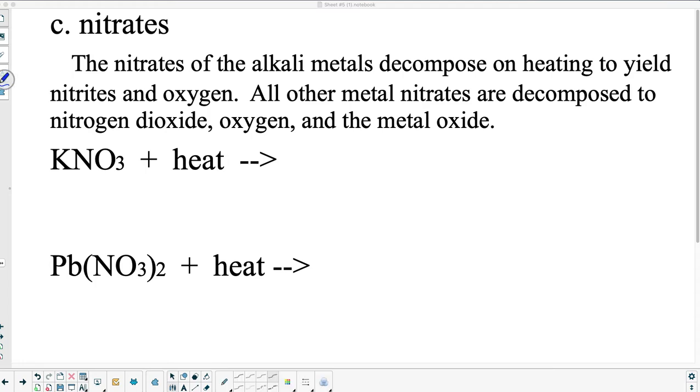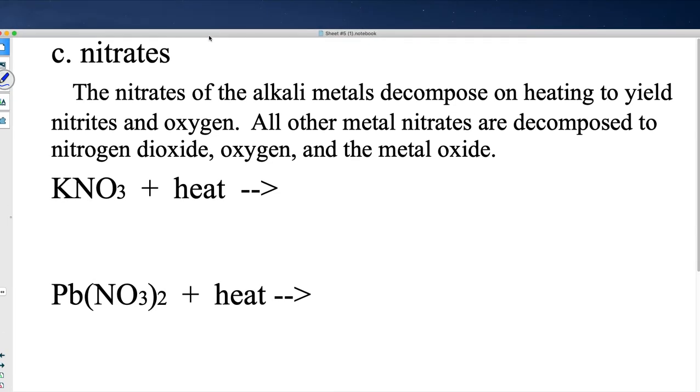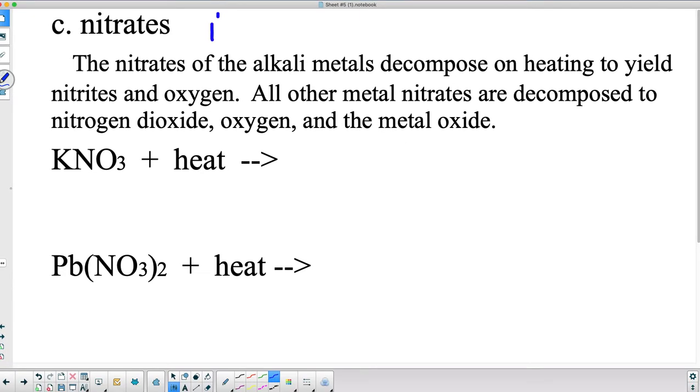Hey class, we're back again working on decomposition reactions. This time we're talking about nitrates. So what would be an example of nitrates? Well, anything that ends in an NO3 would be a nitrate. Something like KNO3 would be a good example of a nitrate. Notice it ends in NO3. Okay, that's what a nitrate is.